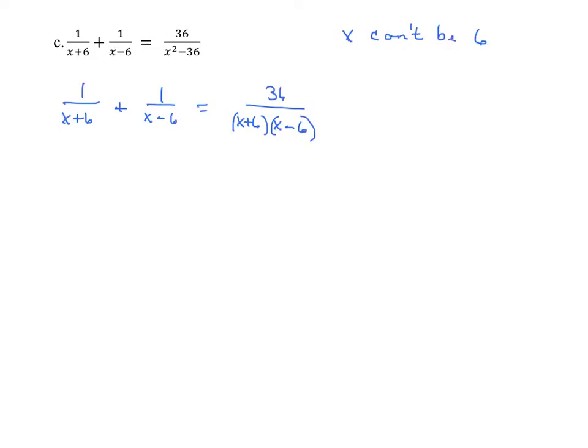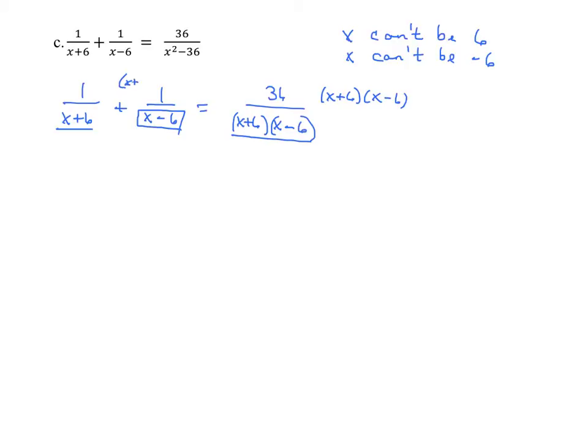x can't be 6 because that will make this guy 0 and this guy 0 on the bottom, and that's bad because you can't divide by 0. And x can't be -6, correct? Because that will make this guy 0 and this guy 0 in the denominator, and you can't divide by 0. So we put those on the shelf to see if we get either one of those, then we X it out. Now, I want to clear the fractions, so I'm going to multiply through by the common denominator, which is x plus 6 times x minus 6.